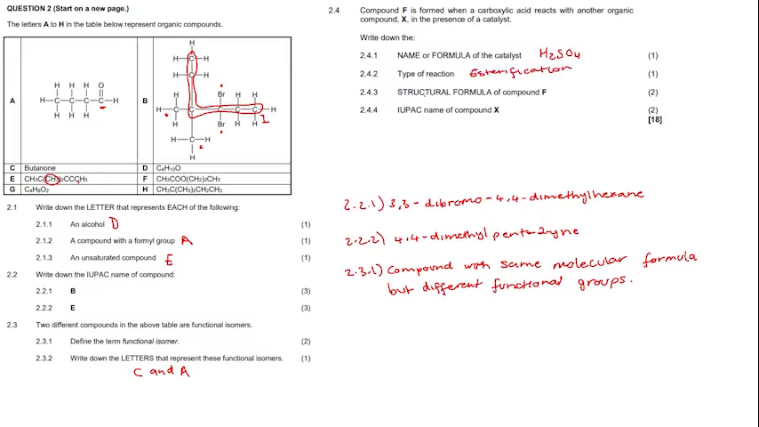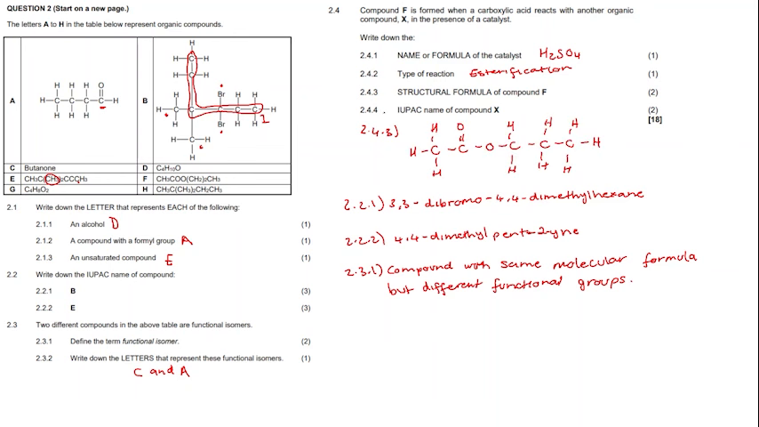Question 2.4.3, the structural formula of compound F. Here we have our condensed formula, and we want to determine the structural formula. We can see that we have 2 carbon atoms, and then the 2 oxygen atoms, and then another 3 carbon atoms. So our structural formula will look something like this.